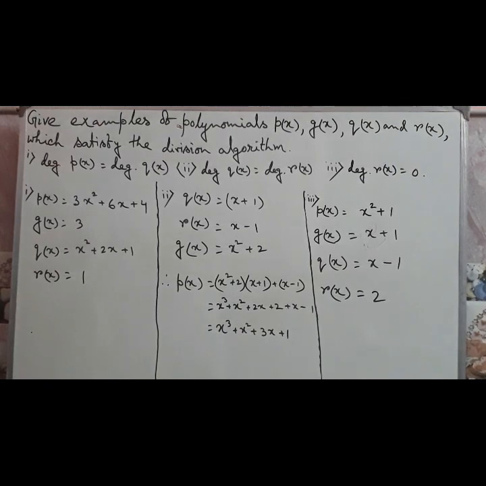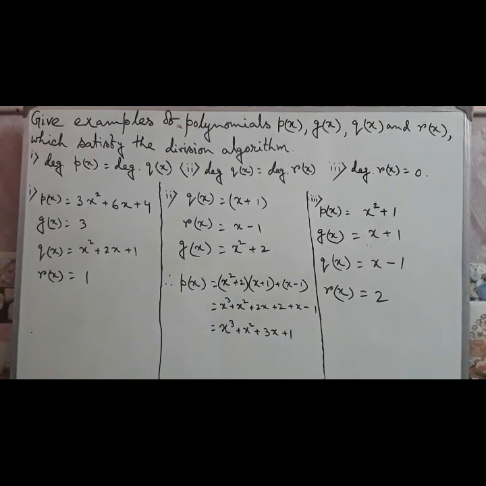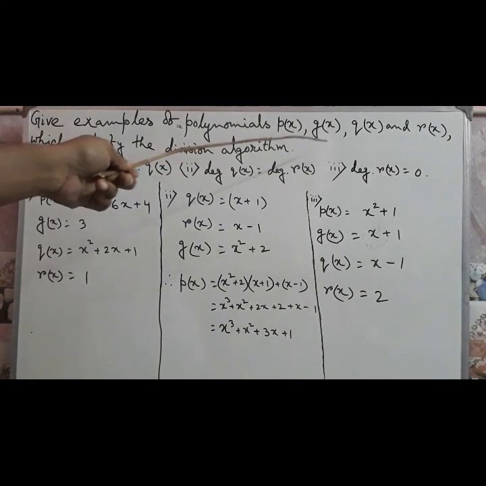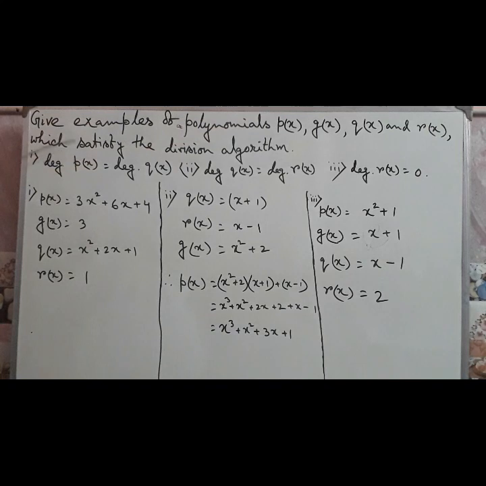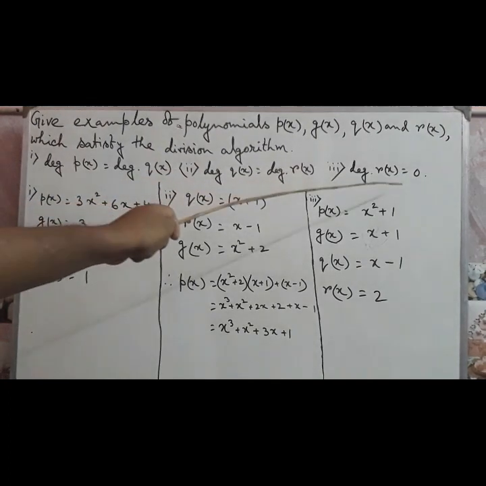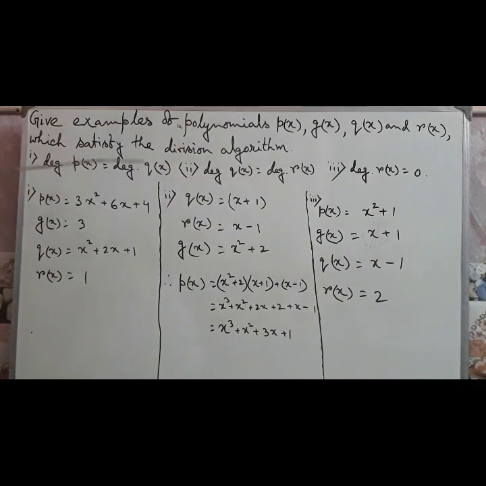We have to give the examples of the polynomials p of x, g of x, q of x and r of x with their usual meaning, which satisfy the division algorithm. The first case is given degree of the p of x is equal to degree of q of x, that is degree of the dividend is equal to degree of the quotient. Degree of the quotient is equal to degree of the remainder, and degree of the remainder is equal to 0. We have to give examples for these 3 cases.